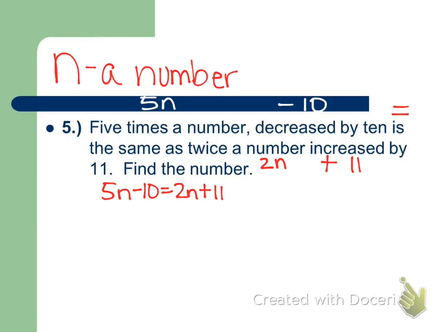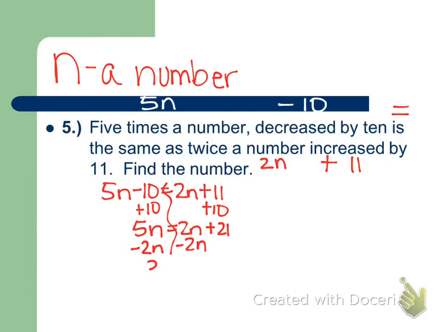But now we get to solve this problem. Ellie, what are we going to do? I added 10 to both sides first. Okay. Then I got 5n equals 2n plus 21. And then I subtracted 2n on both sides. I got 3n equals 21. And I divided 3 on both sides. And I got n equals 7.